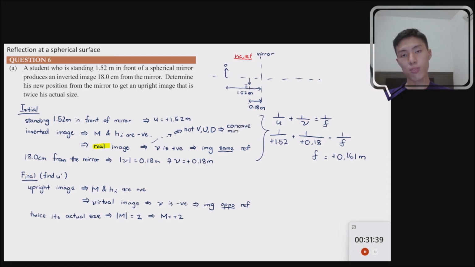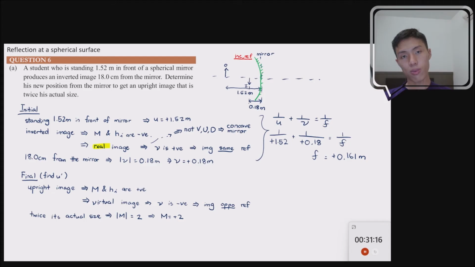Okay, a convex mirror can only produce an image of one type of characteristics, which is virtual, upright, and diminished. So if your image is not virtual, upright, diminished, immediately it is not made by a convex mirror, it is made by a concave mirror. So a concave mirror, we can draw it.